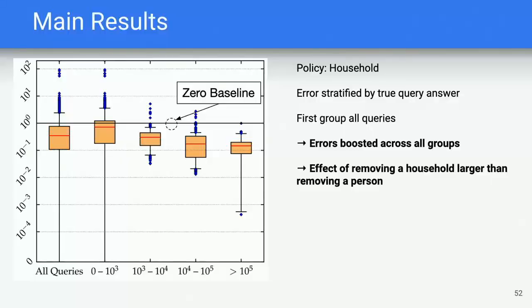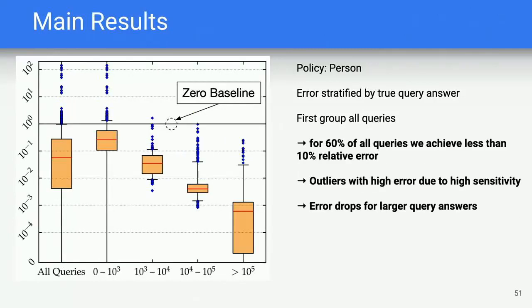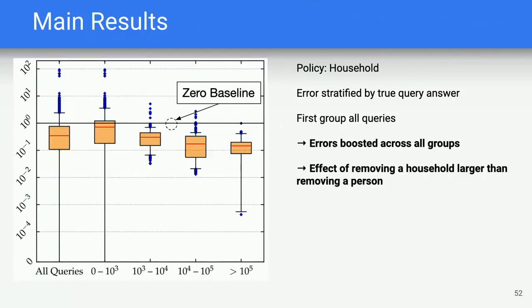Next, we can change policy, and from person policy go to household policy. Here we see similar trends, but now every error is boosted. You can see there is a clear boost of the errors. This is explained because removing a household has a bigger effect on our query answers than removing a single person. But we can still see that at least we're beating the zero baseline.